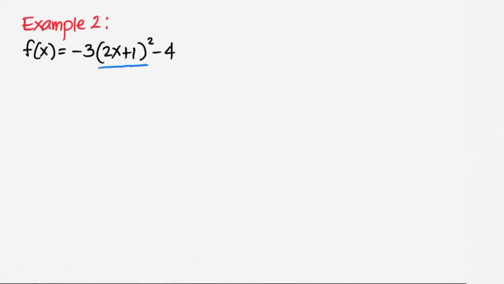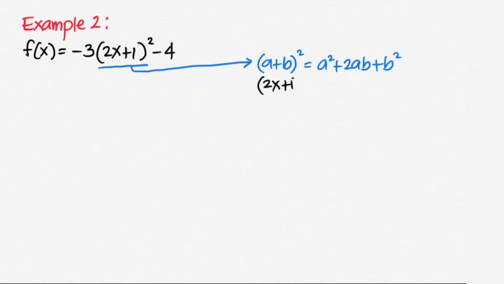Example 2. Function of x equals negative 3 times 2x plus 1 squared minus 4. Let's solve 2x plus 1 squared by the formula a plus b squared equals a squared plus 2ab plus b squared. In 2x plus 1 squared, 2x is the a and 1 is the b.